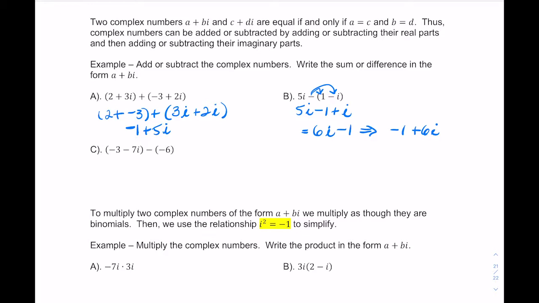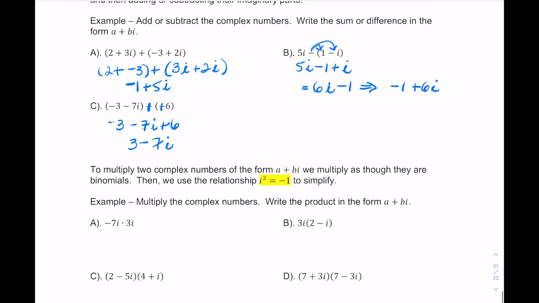In letter C, it's very similar. Here you have two negatives, which turn to a positive. You really have negative 3 minus 7i plus 6. Again, I have my two real parts, which I can combine. Negative 3 plus 6 gives me 3. And then I have minus 7i. And that's in a plus bi form. So that's adding and subtracting.